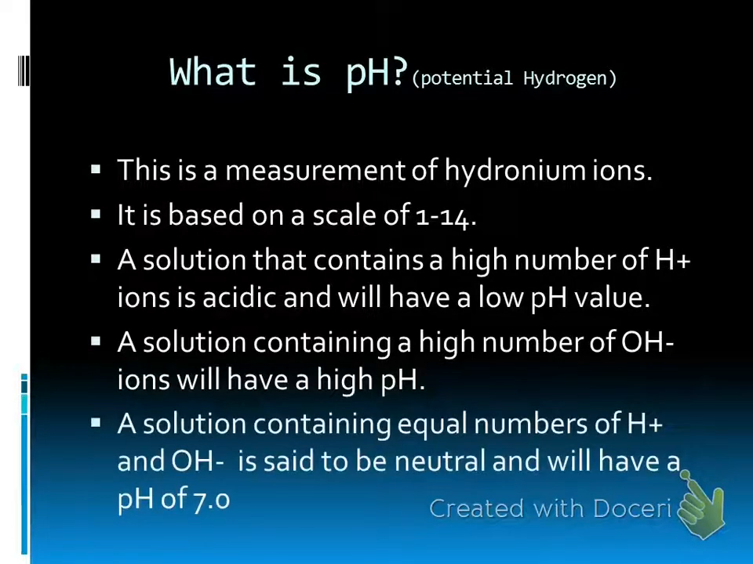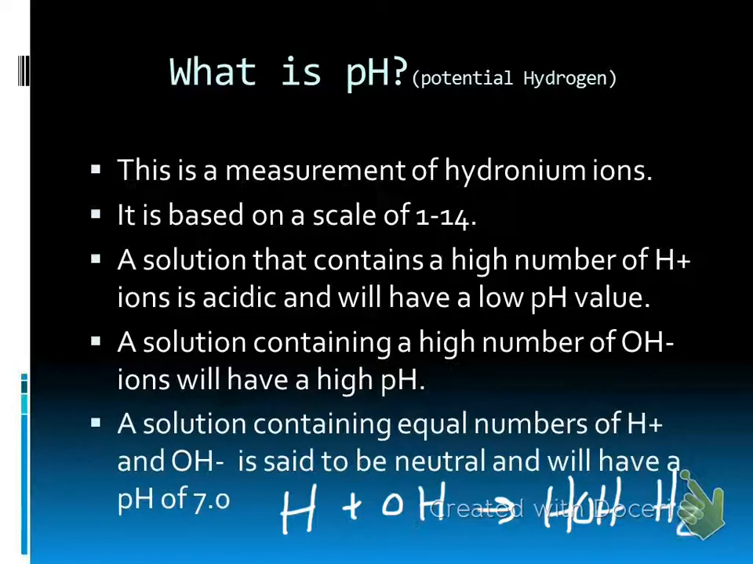So if we've got a solution that's got equal numbers of hydrogen and hydroxide ions, our pH is going to be neutral. So how does that happen? Remember, if we've got hydrogen plus hydroxide, we end up with hydrogen hydroxide, also known as H2O. Remember, water can act as both an acid and a base. If we call it hydrogen hydroxide, here's our acidic part, here's our basic part, and when you put an acid with a base together, you get something that's neutral.